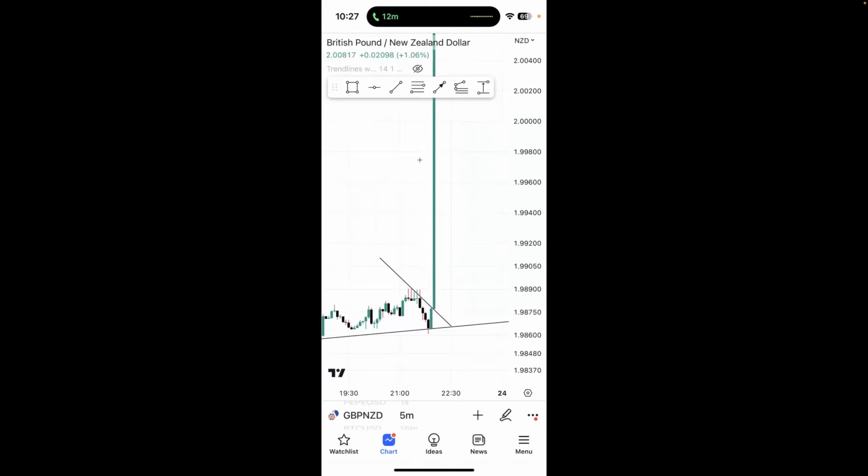It's a buy. This trade right here was 2,000 pips. So with a $1 lot, you would have made $2,000. A $10 lot, you would have made $20,000. And this is within 5 minutes. A $50 lot, right? That's $100,000.